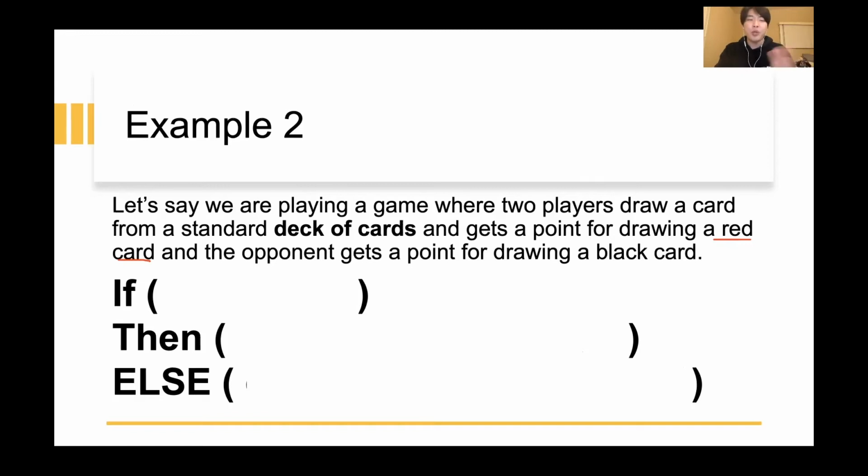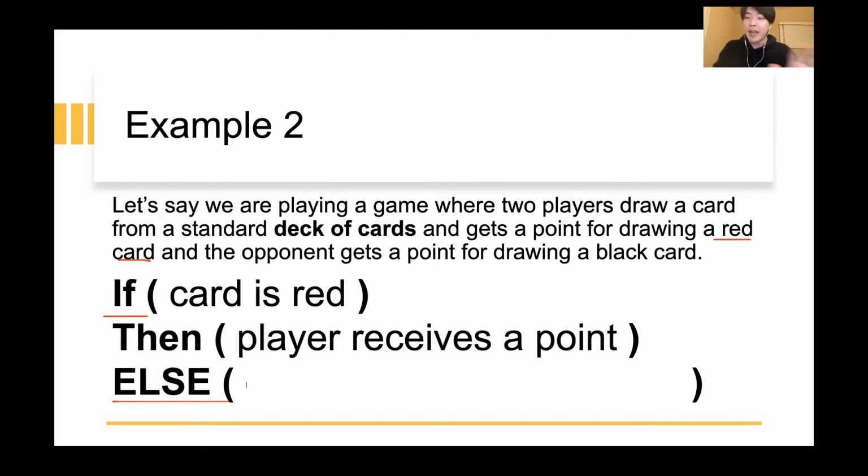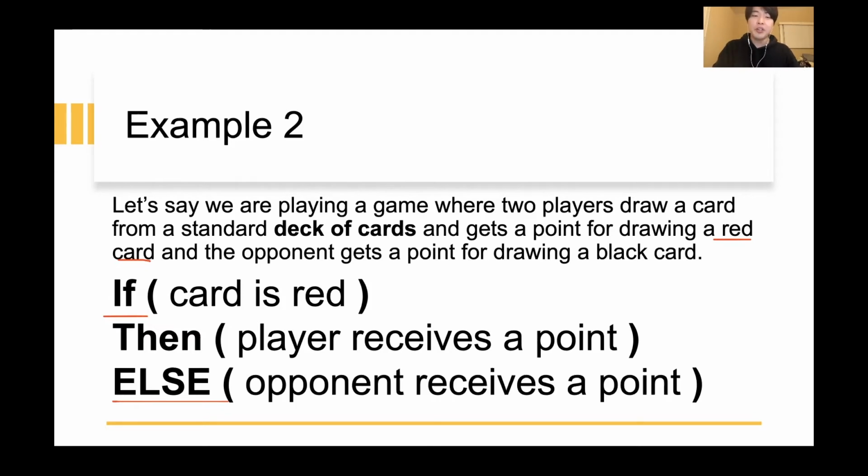By the way, we don't really call this an if then else statement. We say if else statement, because then is implied. So if the card is red, what happens? Then the player receives the point. That hasn't changed, but now we're adding more information. Else, what if it's not red? Else, the opponent receives a point. This might be too obvious, but there we go. That's how easy an if else statement is, and it's one of the most important things in programming.